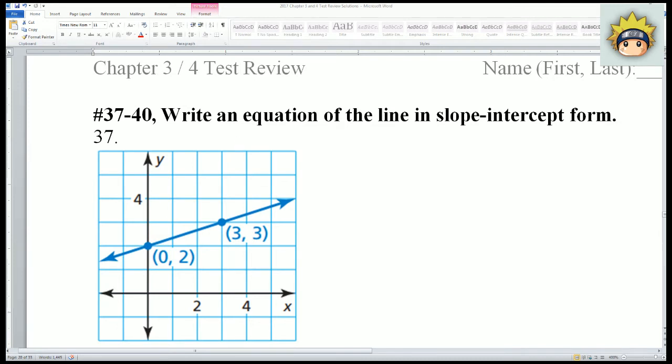Welcome, this is the chapter 3/4 test review. This video is going to be covering numbers 37 through 44. What we have here first is 37 through 40.